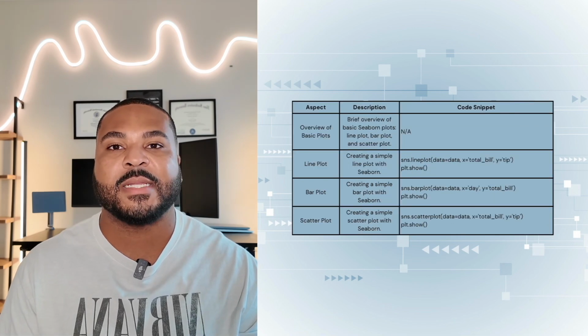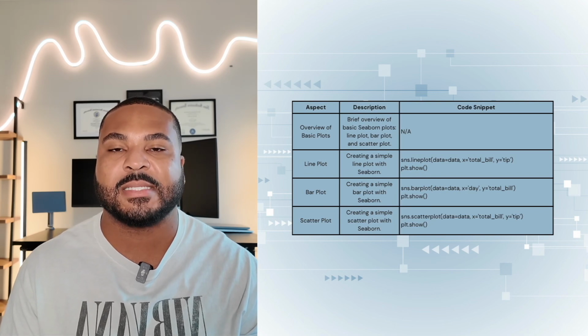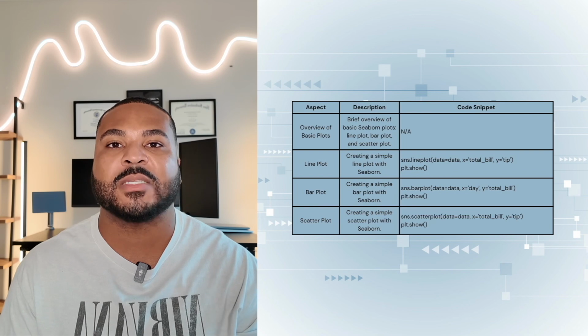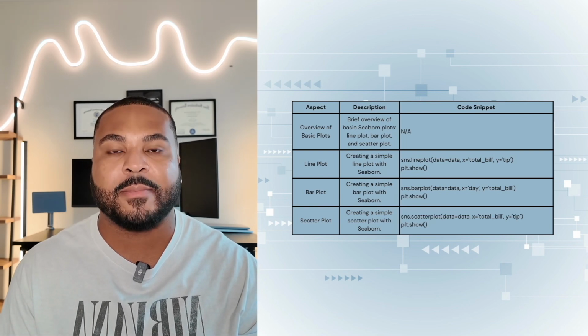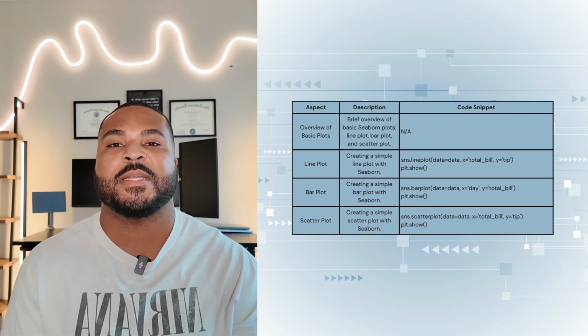This will give us an idea of what the data looks like and what columns are available to us for visualization. Before diving into advanced visualizations, let's quickly recap some basic Seaborn plots. These foundational plots will set the stage for more complex visualizations. We'll cover the line plot, bar plot, and scatter plot, which are commonly used for data analysis.